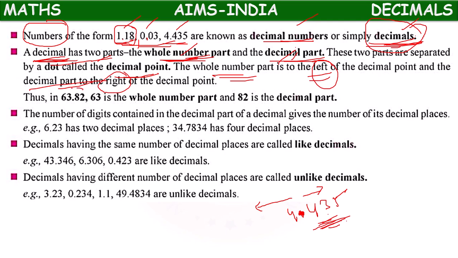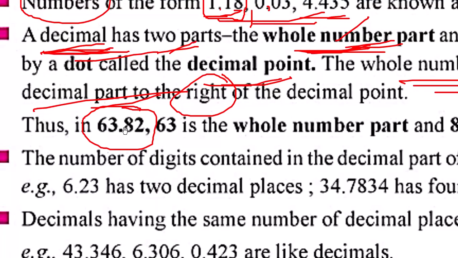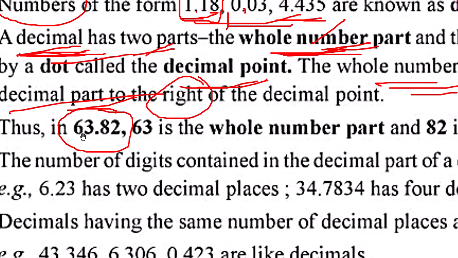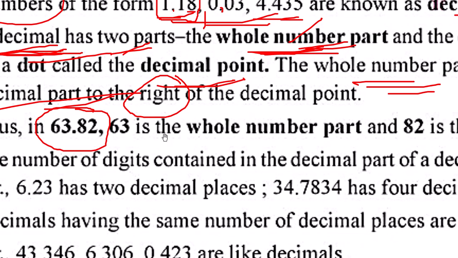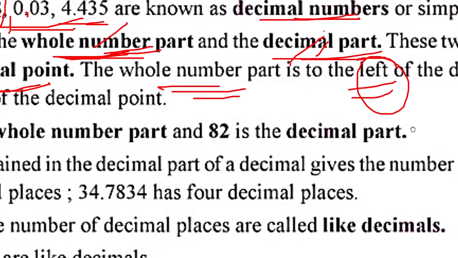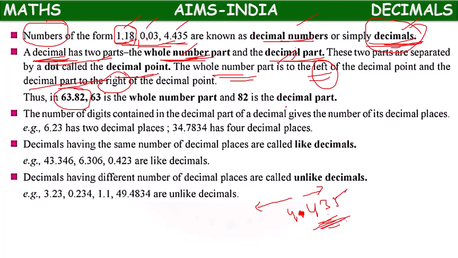Suppose here we have 63.82. Before the decimal we have 63, and after the decimal we have 82. Here 63 is the whole number part and 82 is the decimal part.